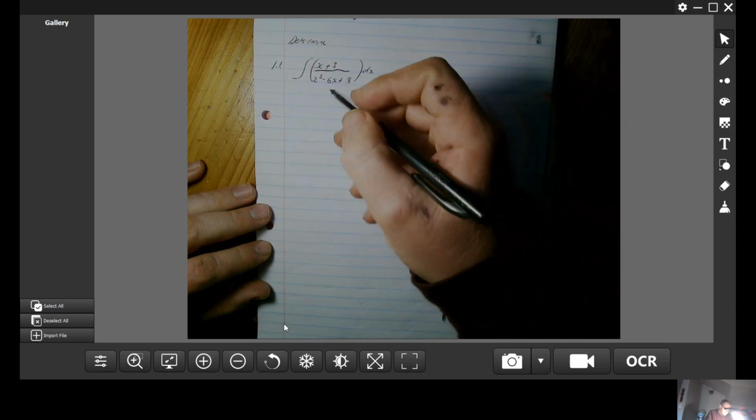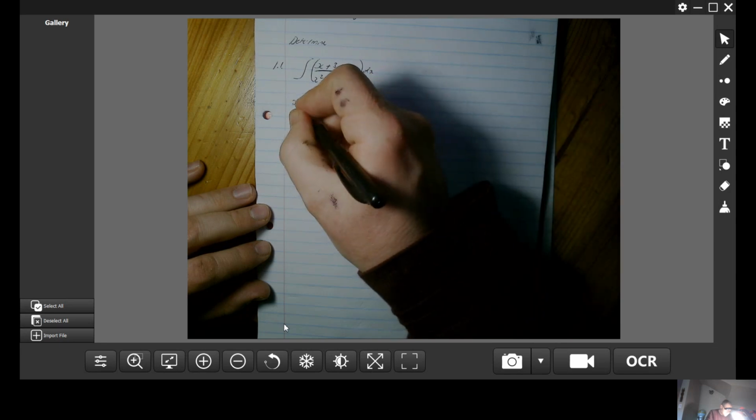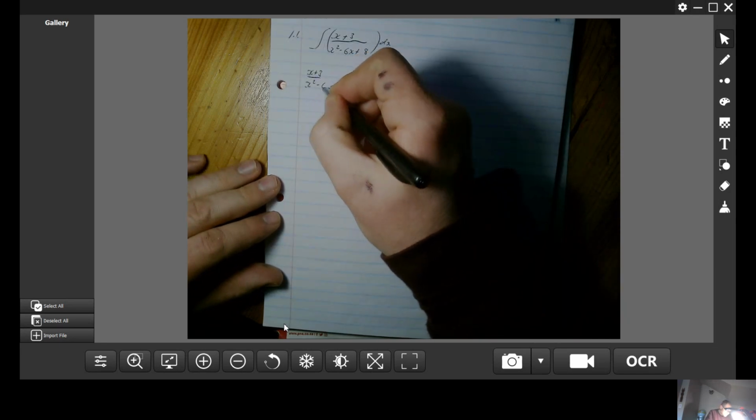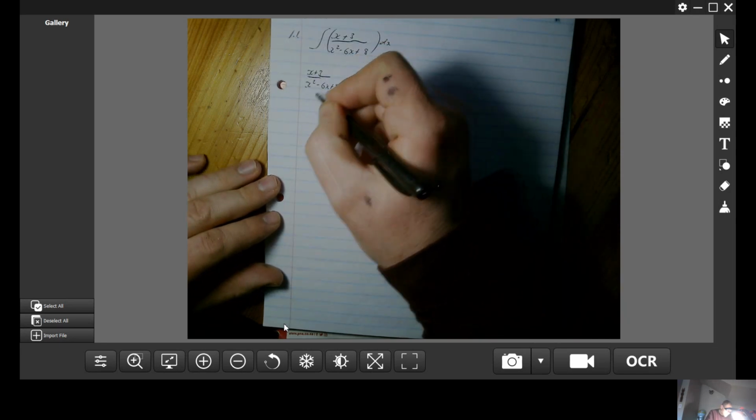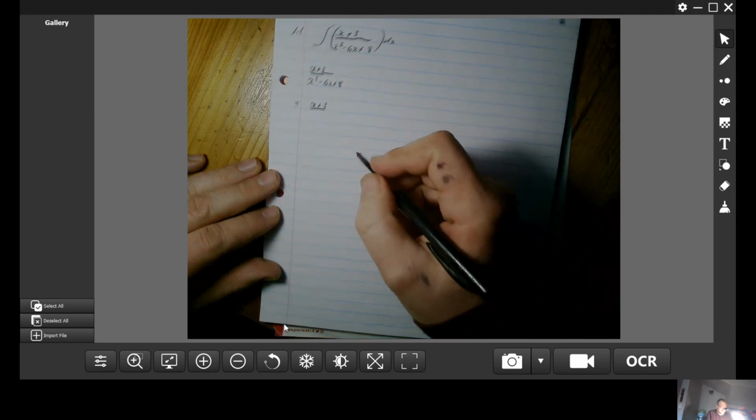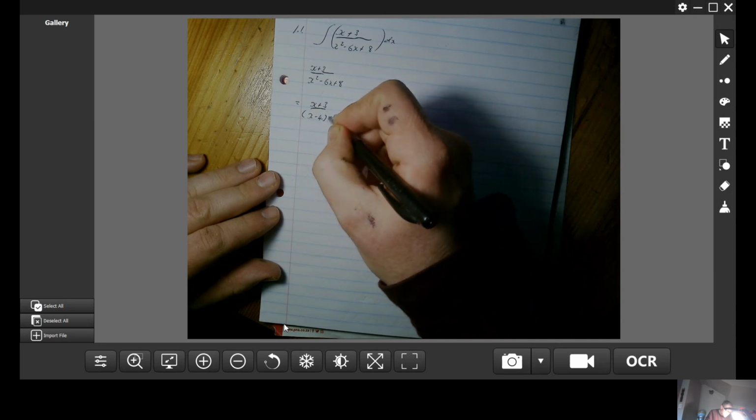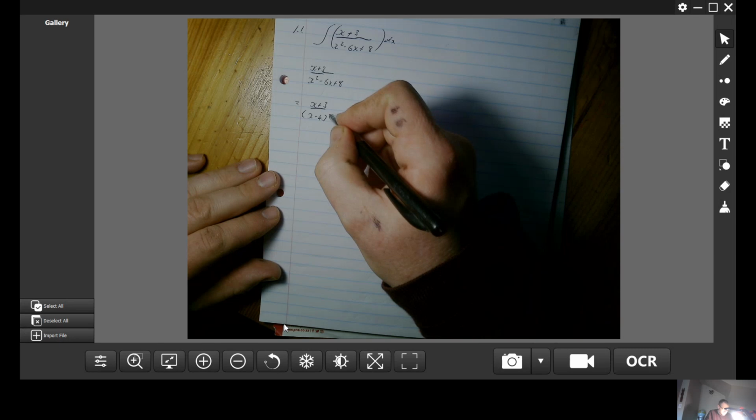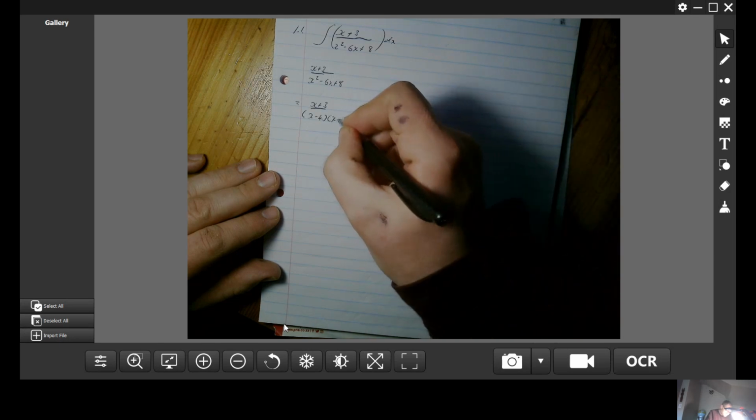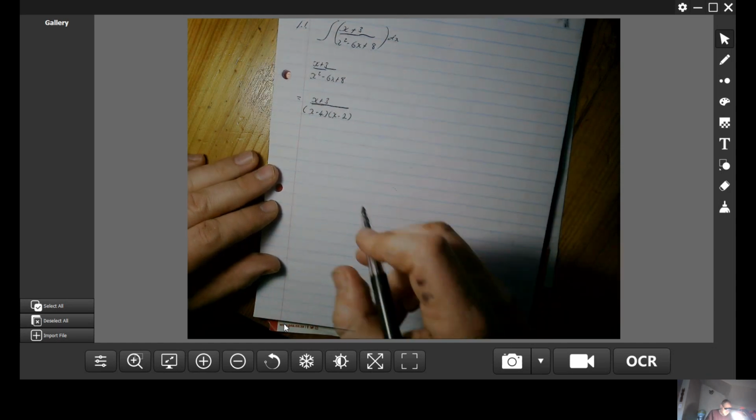So first of all, let's just look at the partial fractions. It's going to become x plus 3 over x squared minus 6x plus 8. What does x squared minus 6x plus 8 equal? x minus 4, x minus 2. So I get x plus 3 over x minus 4, x minus 2.